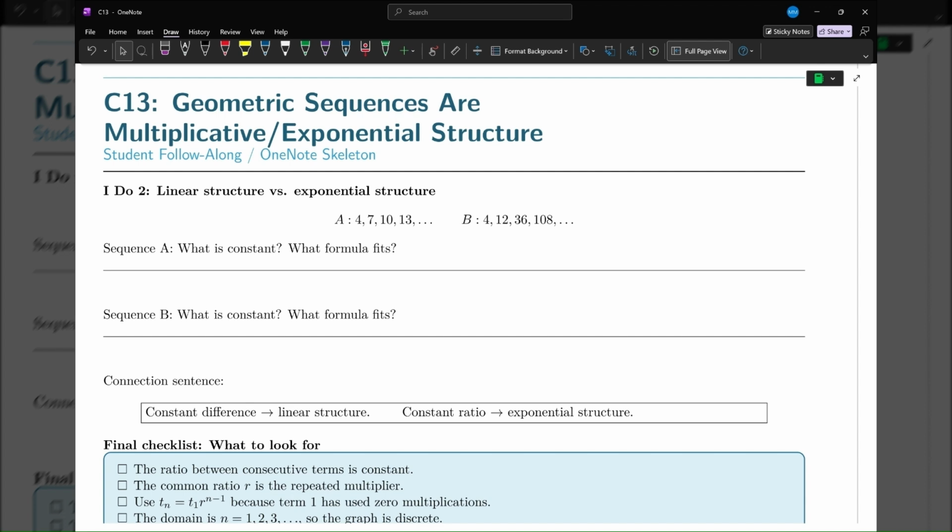So our prompt here is, what are we looking for? Who has a constant difference, who has a constant ratio, and which one connects to linear, which one connects to exponentials. So if we look at sequence A, I see that 4 to 7, I go up by 3. 7 to 10, I go up by 3. 10 to 13, I go up by 3. So in this case, we have a common difference of 3. So what's constant? The common difference. So common difference is constant, which means arithmetic.